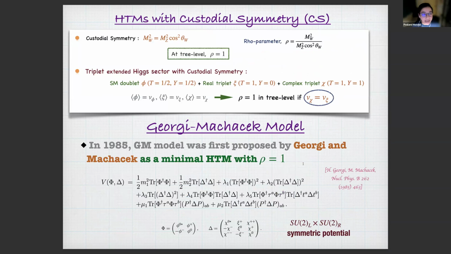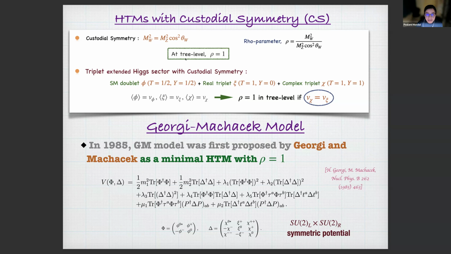The custodial symmetry says that the rho parameter, which is defined as MW squared divided by MZ squared cos squared theta W, where theta W is the Weinberg angle, is equal to 1 at tree level. Now, why do we want to look into models which have custodial symmetry? Because we know from experiment that the rho parameter is very close to 1. So you would always like to construct a model which satisfies rho equal to 1 at tree level, so that when we include higher order corrections, your model will not be excluded.